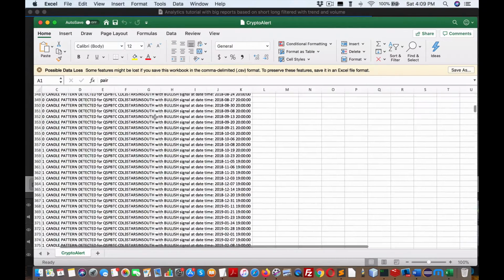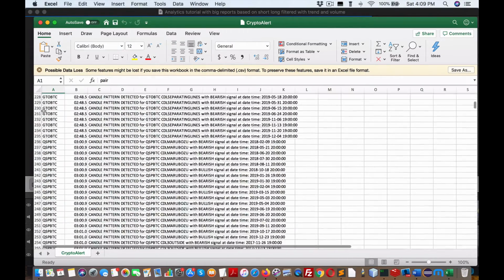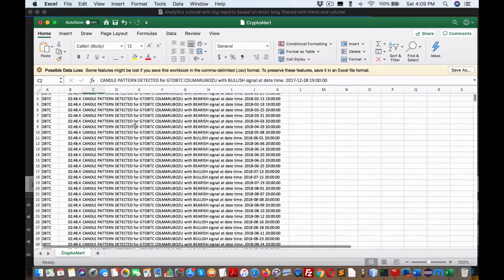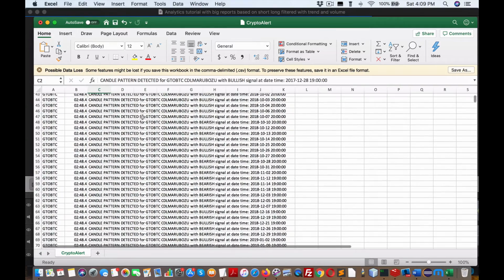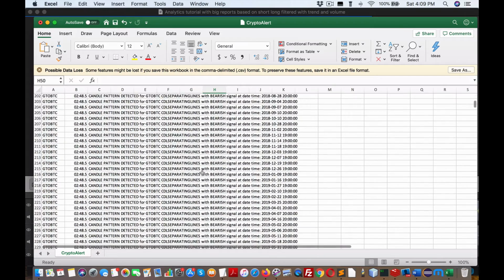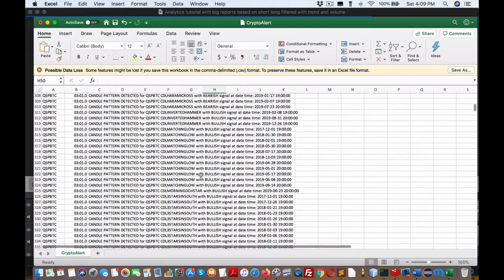It's pretty simple. So we have the pair, the time frame, date, time, and the message. And these are usually candle patterns. So we'll have here: candle pattern detected for the pair GTO BTC, CDL Marabuzu with bullish signal at this time. So you could use these in a bot just alone for the candle patterns.